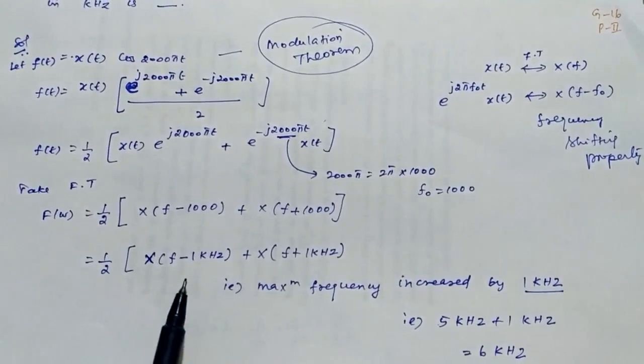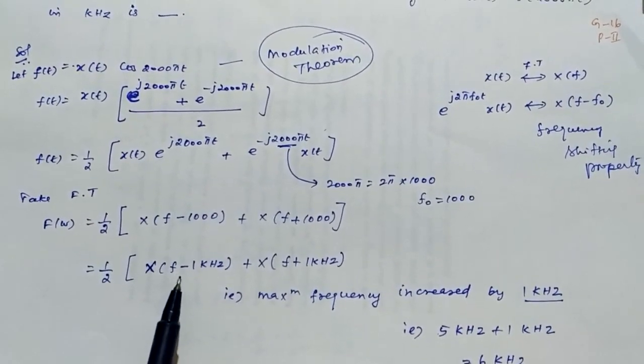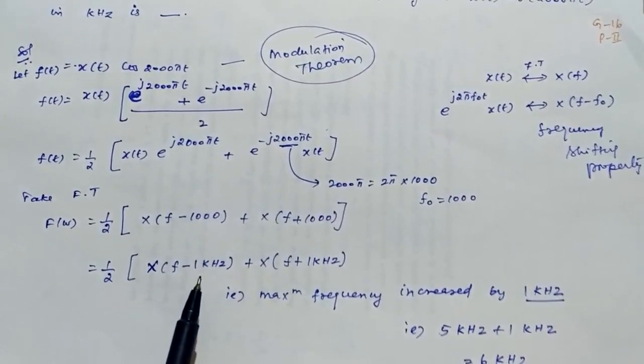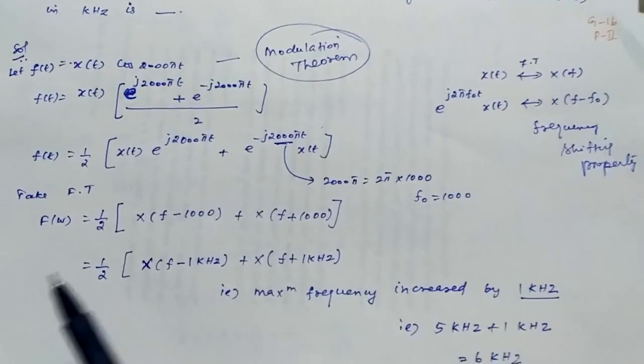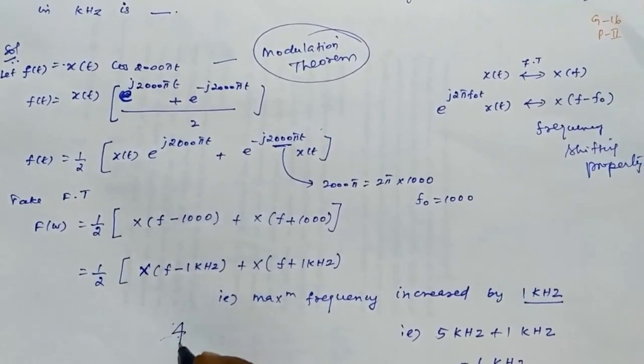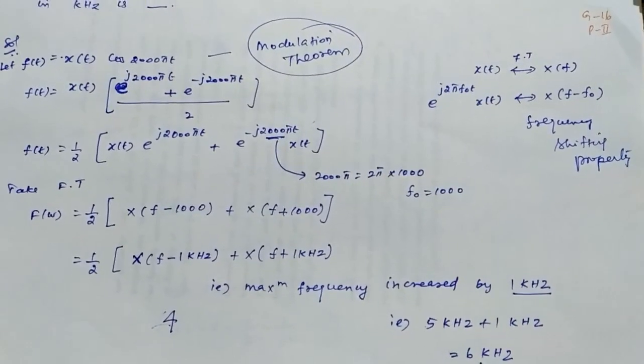Similarly, on the negative side we have a reduction in frequency, that is 5 minus 1. The maximum frequency is given as 5 kilohertz, and now 1 kilohertz is subtracted, so the minimum frequency is 4. The minimum frequency is 4 kilohertz and the maximum frequency is 6 kilohertz.